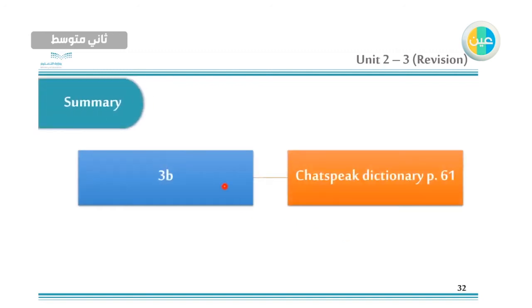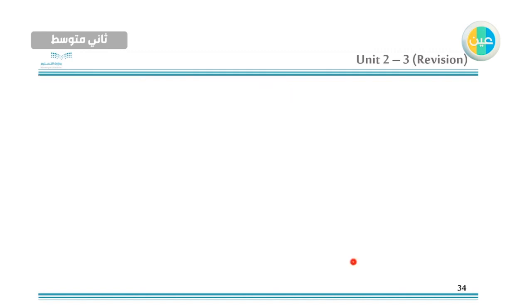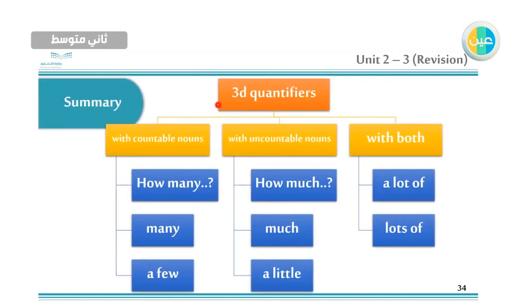And in lesson 3B, we talked about chat speak. So the dictionary for chat speak is on page 61. And in lesson 3C, we talked about too and enough, and we said too always comes before the adjective and the adverb, and enough comes before the noun, and enough comes after the adjective or the adverb. And in lesson 3D, we talked about the quantifiers, and we can split them into 3 different categories. The first group is used with countable nouns, this group is used with uncountable nouns, and this group we can use with both countable and uncountable.